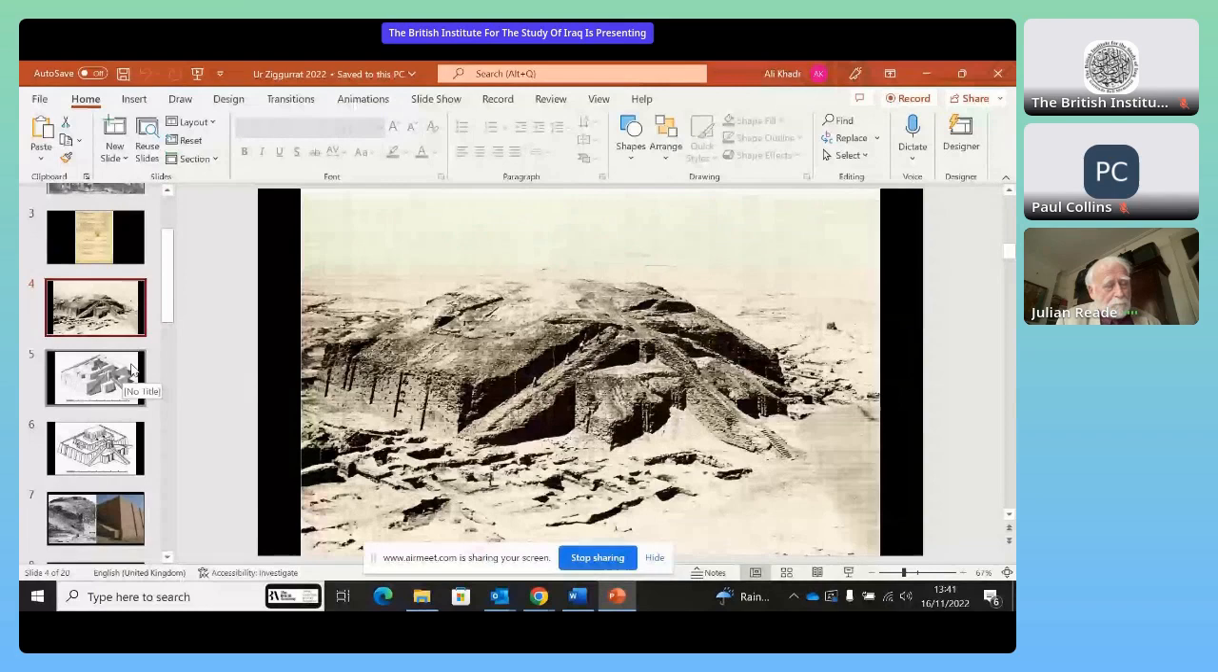How the shrine on top should be restored is uncertain. Woolley thought that it stood on top of a third upper stage.